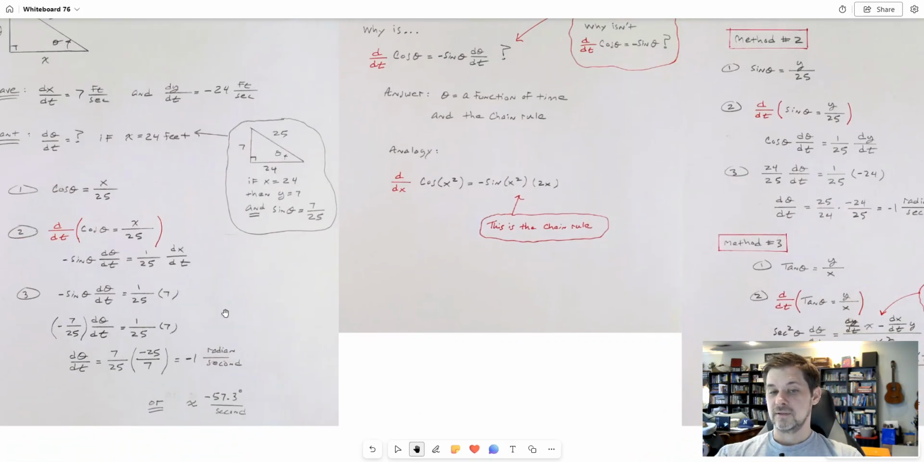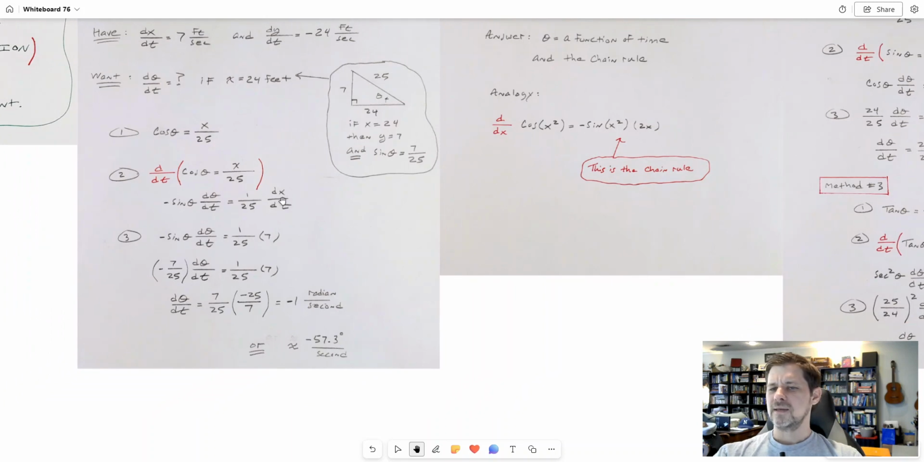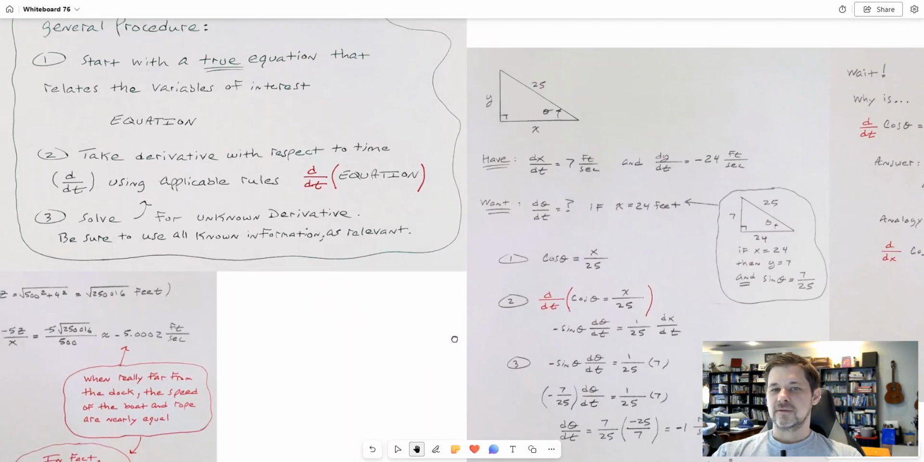Ultimately, though, it gives us a way to solve for d theta over dt. Something similar is why on the other side I say the derivative with respect to t of x over 25 is 1 over 25 then times dx over dt. It's the chain rule all over again. It's the fact that x is not just x, it's a function of time. Now at this point, we've done two steps. We took the derivative with respect to time using the rules that are applicable and correct. The third part is we'll solve for whatever the derivative is that we want. In this case, that is d theta over dt.